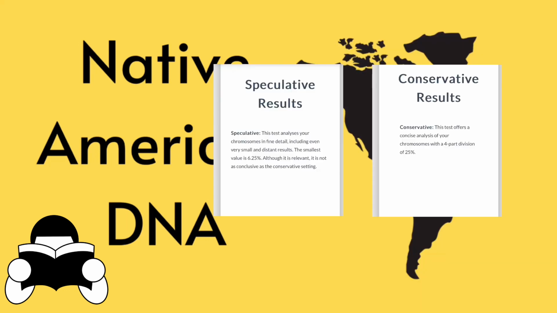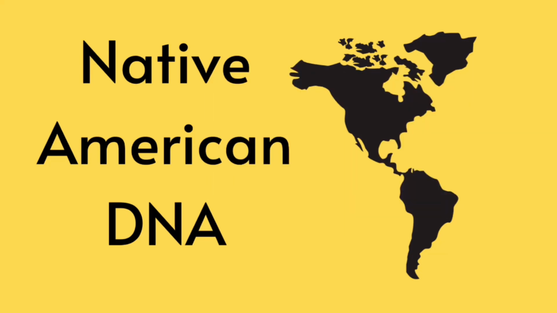Speculative results. This test analyzes your chromosomes in fine detail, including even very small and distant results. The smallest value is 6.25%. Although it is relevant, it is not as conclusive as the conservative setting. Conservative results. This test offers a concise analysis of your chromosomes with a 4-part division of 25%.